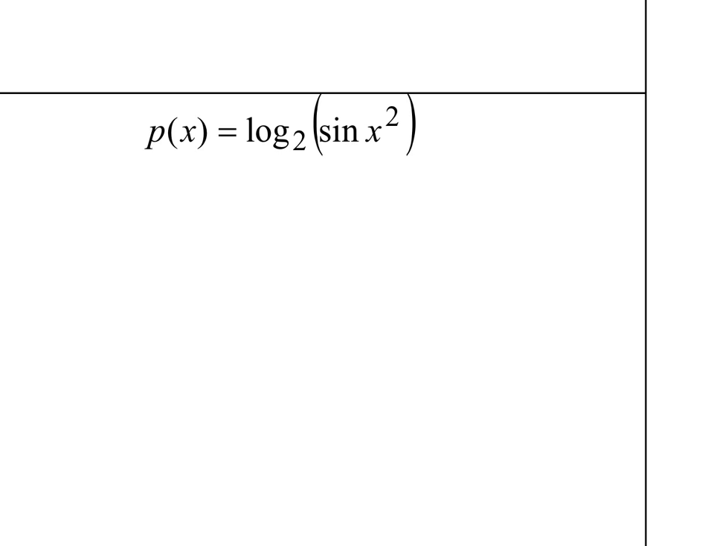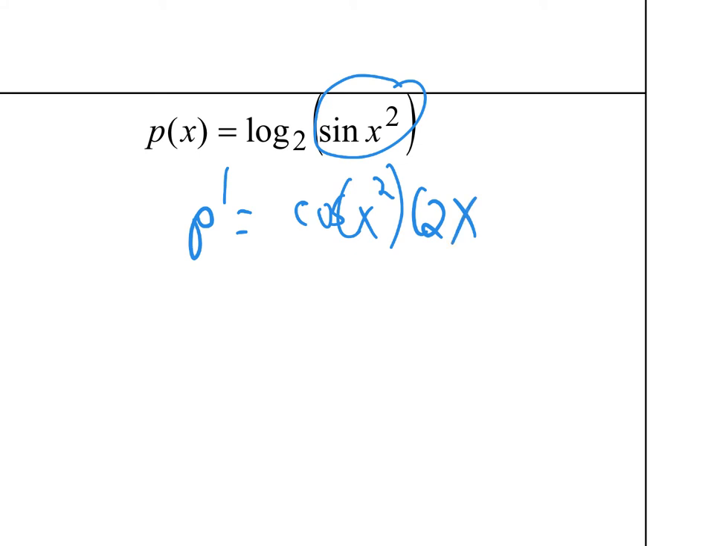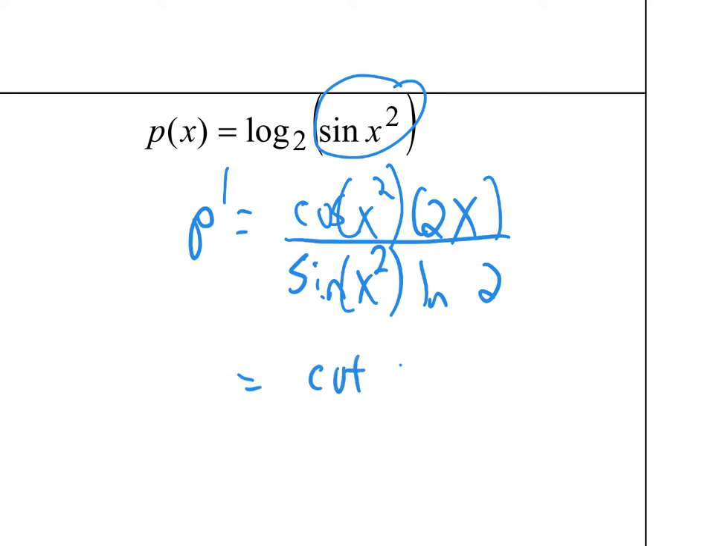This one, I'll just keep it the same way and do p prime is du over u, so the derivative of sine of x squared would be cosine of x squared times the derivative of x squared, which is 2x. There's the chain rule. All over itself, sine of x squared times the natural log of 2. Now, the cosine over sine is cotangent of x squared. I still have the 2x right here.